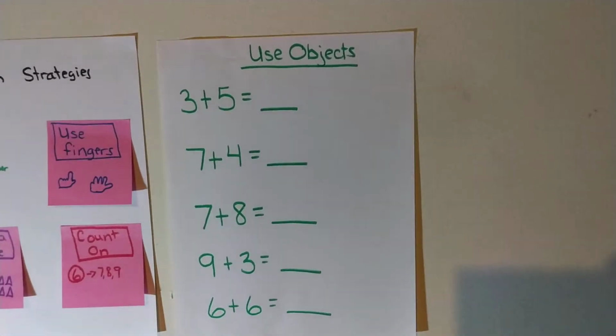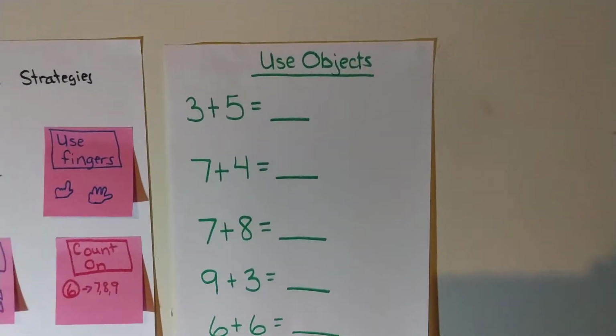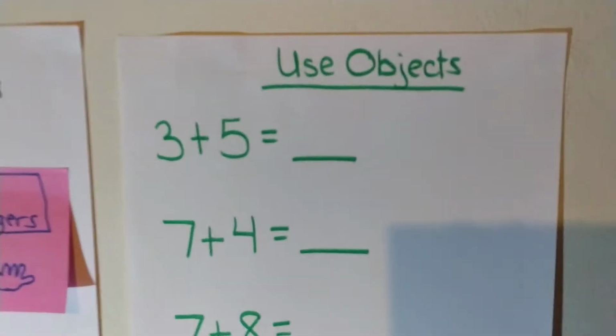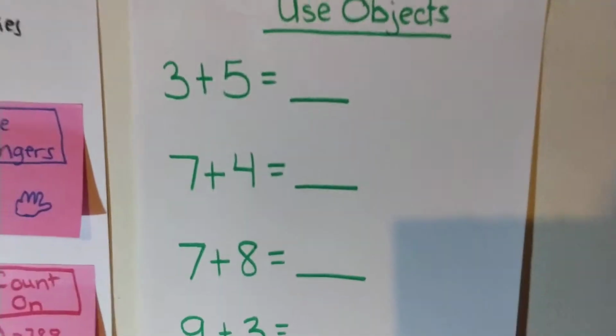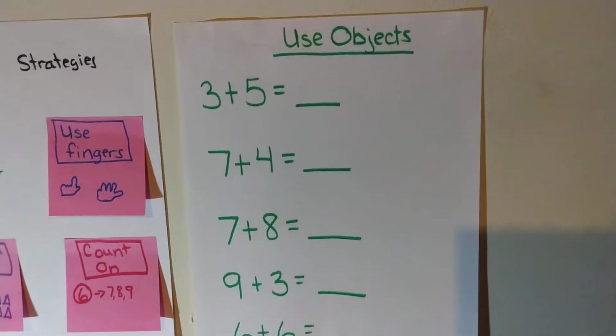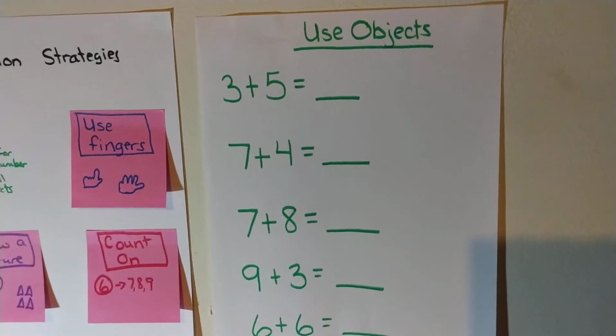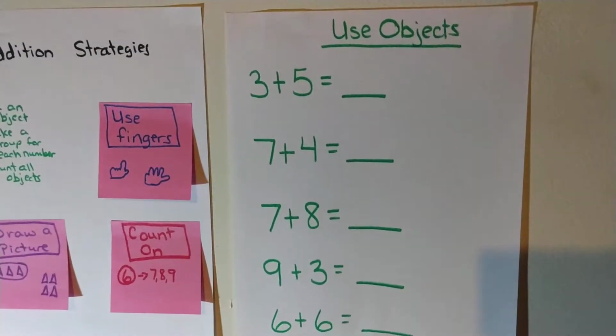Alright, I have a worksheet for us today. We're going to do this one together, and then you can practice some more at home on your own. Make up your own problems. We're going to start with 3 plus 5. Before we start, you need to find an object if you want to do it with me. If you need to pause the video, go find an object. I'll be here when you get back.